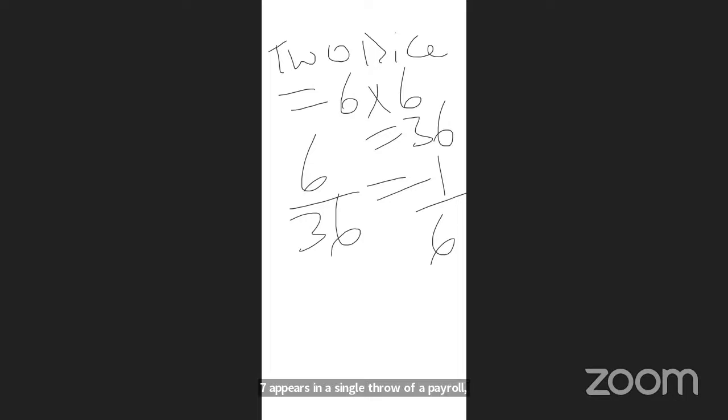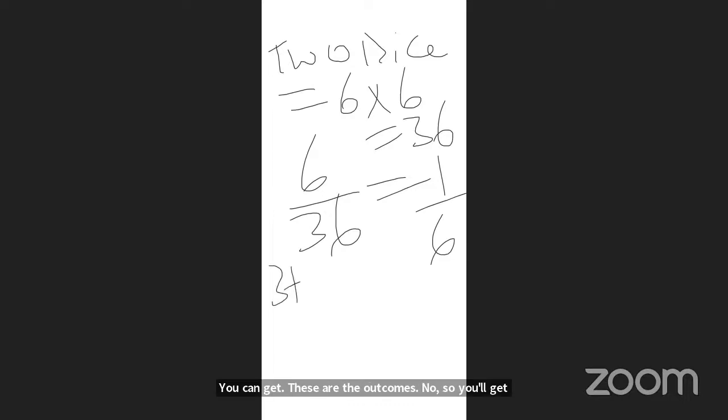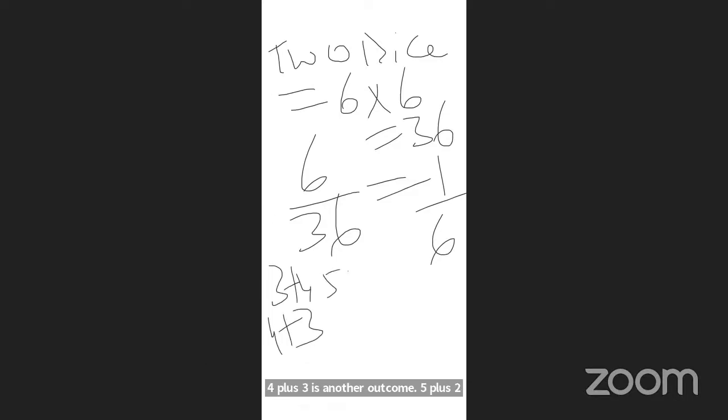A pair of dice in a single throw. These are the outcomes, no? So you'll get 3 plus 4 is one outcome. 4 plus 3 is another outcome. 5 plus 2 is another outcome. 2 plus 5 is another outcome. 1 plus 6 is another outcome. 6 plus 1 is another outcome. That means there are 6 outcomes you have. That's the reason why we have taken 6 divided by 36. Okay? Is it okay? Followed? Understood?